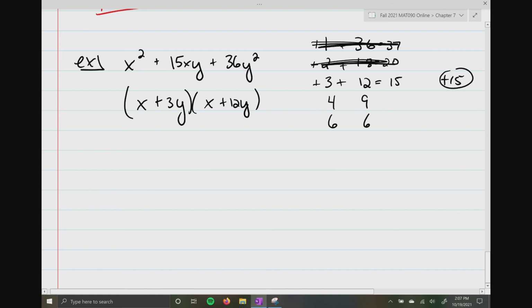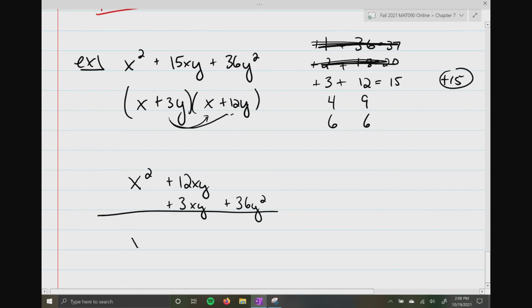Now, if you don't believe me, check. x times x, x squared. x times 12y is plus 12xy. Now, 3y times x is plus 3xy. Remember, order doesn't matter when you're multiplying. And then 3y times 12y is going to be plus 36y to the second power. And when you combine everything, notice that's exactly what you get.